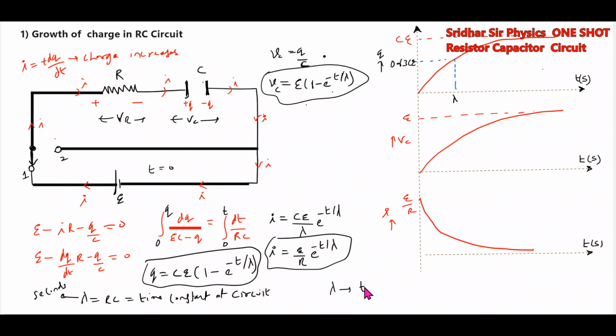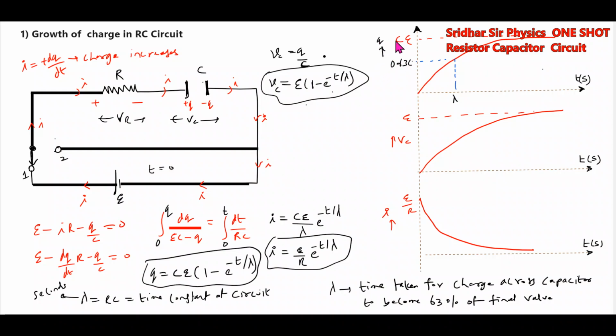Time taken for charge across capacitor to become 63% of final value. What is the final value? Final value is CE. I'll move like this. Okay, agreed? So this is what we define as the time constant.